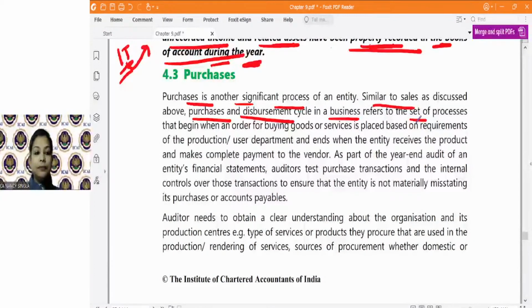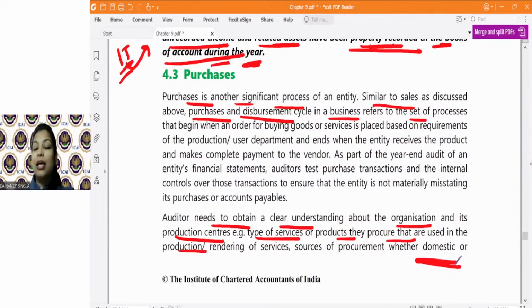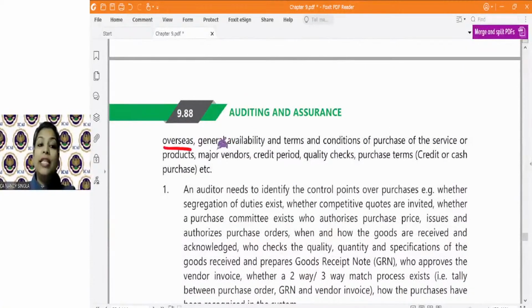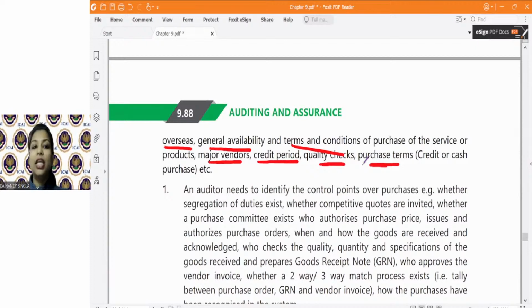ठीक है। So auditor needs to obtain clear understanding about the organization, the production centers, type of services, products they procure that is used in production, domestic raw material आप domestically purchase करते हो या overseas करते हो, general availability easily मिल जाता है आपका raw material, terms conditions क्या है, credit period मिलता है नहीं, major vendors कौन है, quality check होते हैं नहीं, purchase term क्या है, credit पे लेते हो cash पे लेते हो, है ना। Auditor will check that.